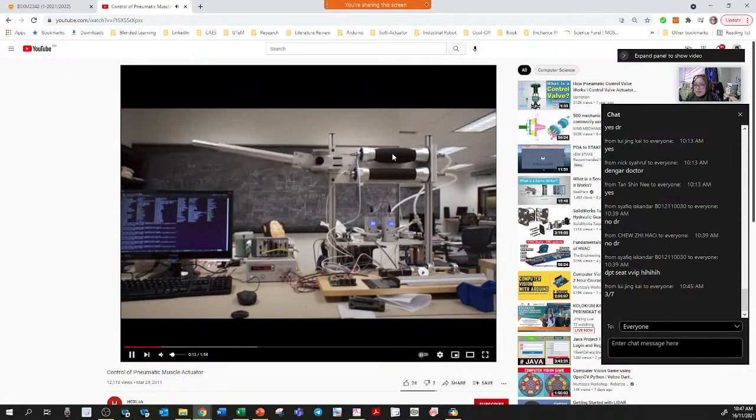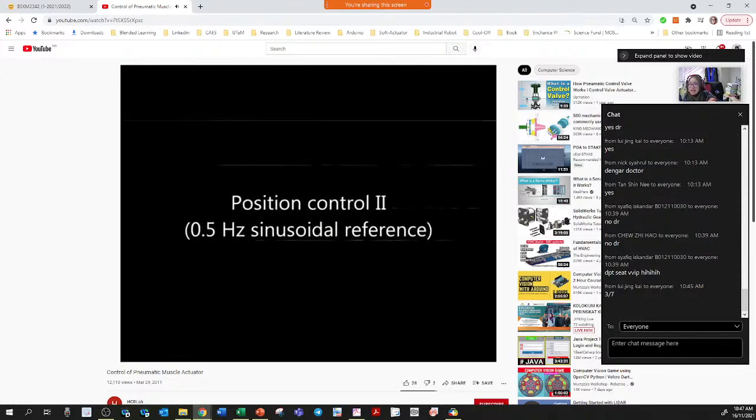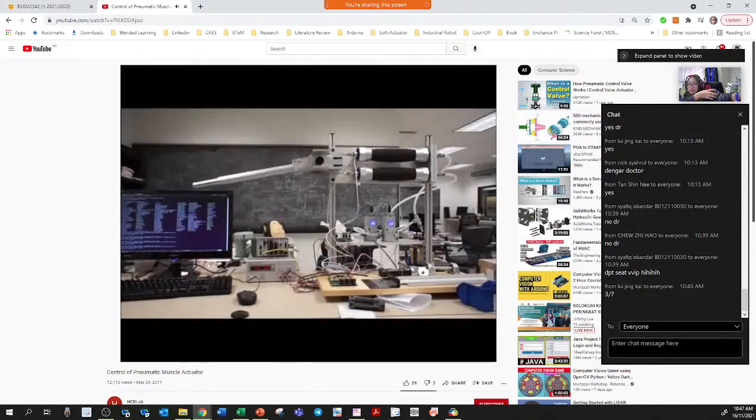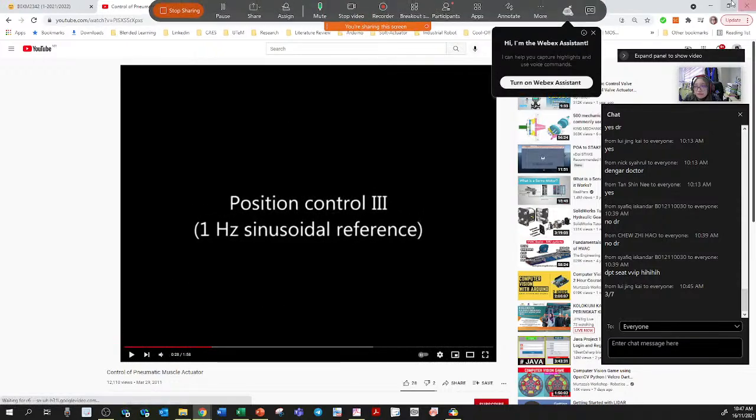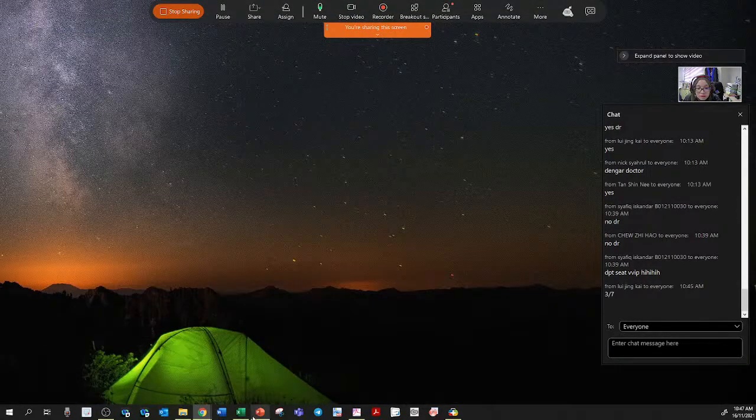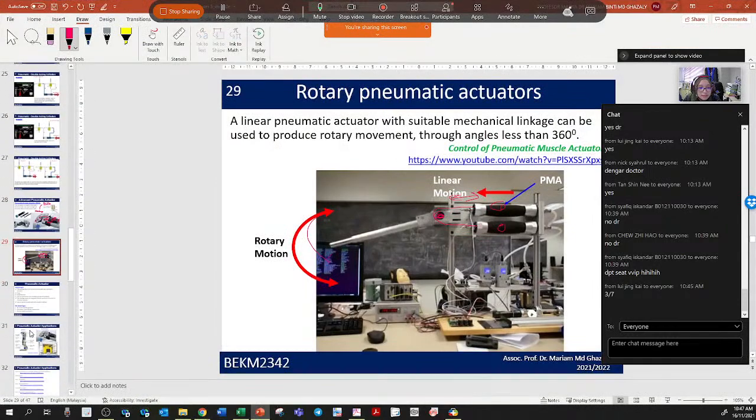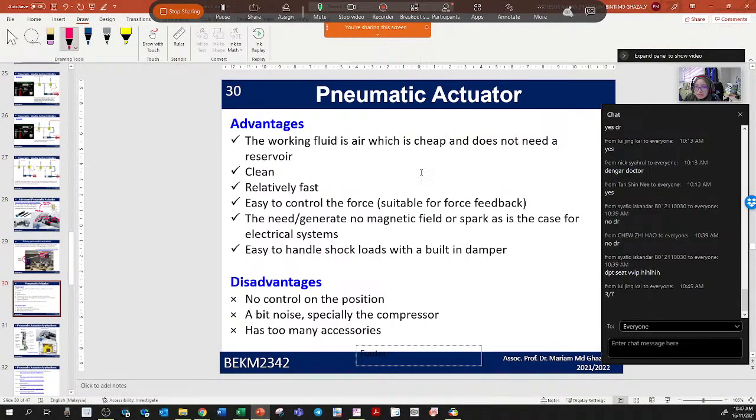Okay, can you see that the PMA muscle is acting exactly like a human muscle? It's contracting and retracting, contracting and retracting. So it's converting from linear motion to rotation. Okay, so a very quick video on that. And then I think you can just go through what the advantages are.